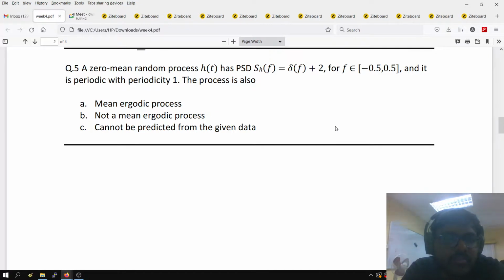It is only given zero mean random process also, but we cannot comment on ensemble average from our autocorrelation function as far as I know. So you have solved this question, or like I think that option should be cannot be predicted from the given data. But the right answer probably they have put it like not a mean ergodic process. Is it okay with you?